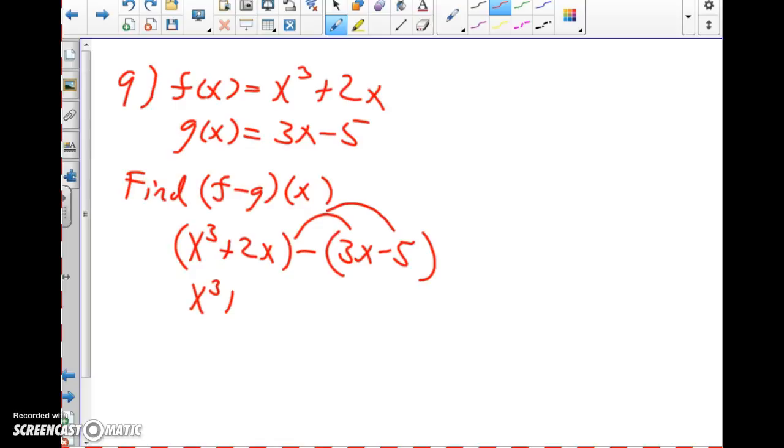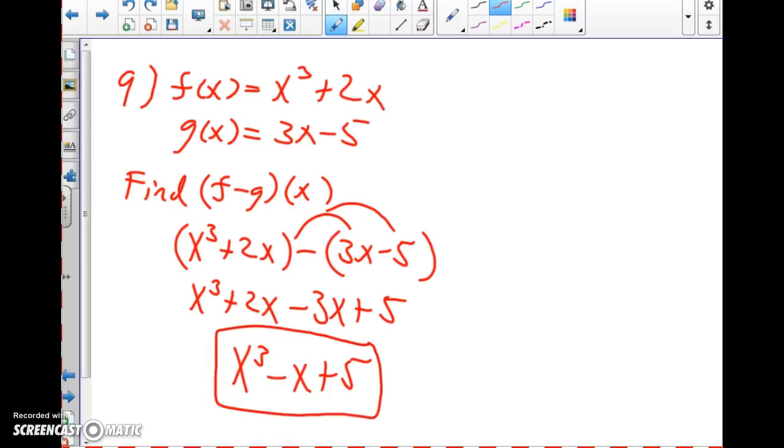Okay? So it's going to be negative 3x and positive 5. Okay, now combine the like terms. What do you get for the answer? Negative x plus 5 is right. There's the answer right there.